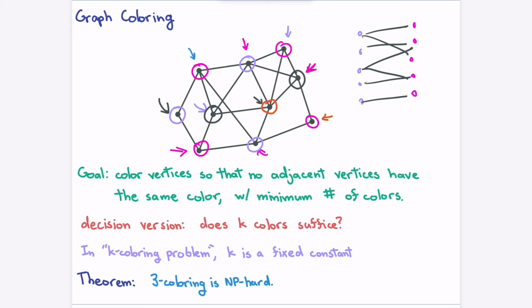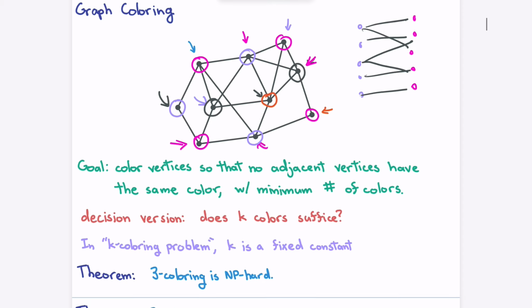And 3 coloring turns out to be where it's hard. So there's something magical about the number 3, right? 2 SAT was easy. 3 SAT is hard. Max 2 SAT was hard. So, okay.